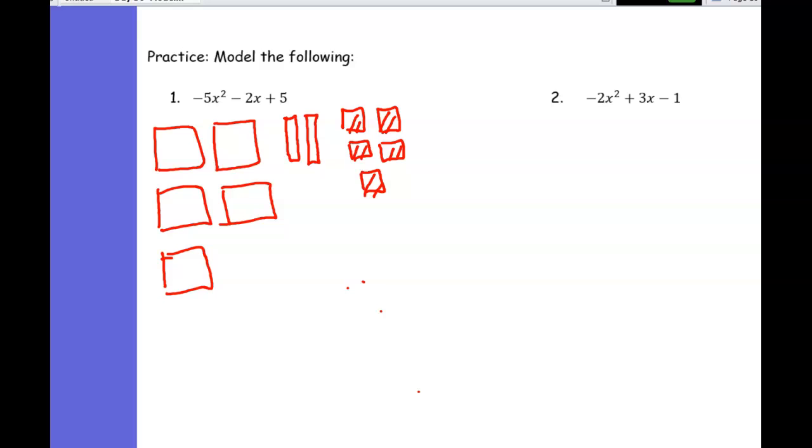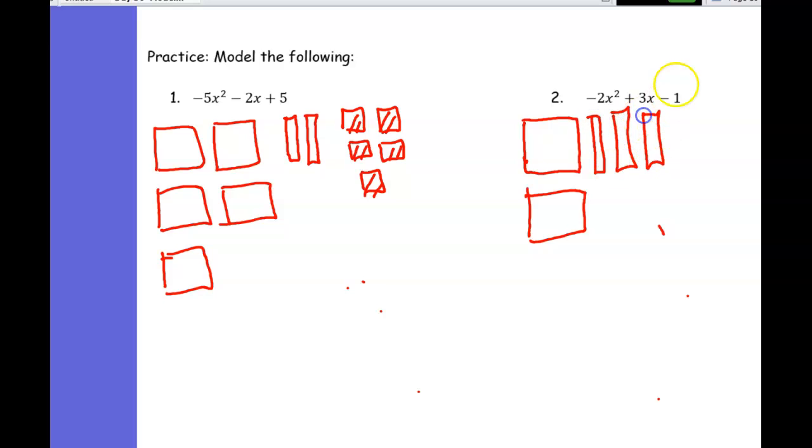Our next example, negative 2x squared, we're going to have two big squares, and then we have 3 x's, so we're going to make 1, 2, 3. These are all solid, so they're going to have the dashes through them. And then a negative 1, which is just a little square. So that would be negative 2x squared plus 3x minus 1.